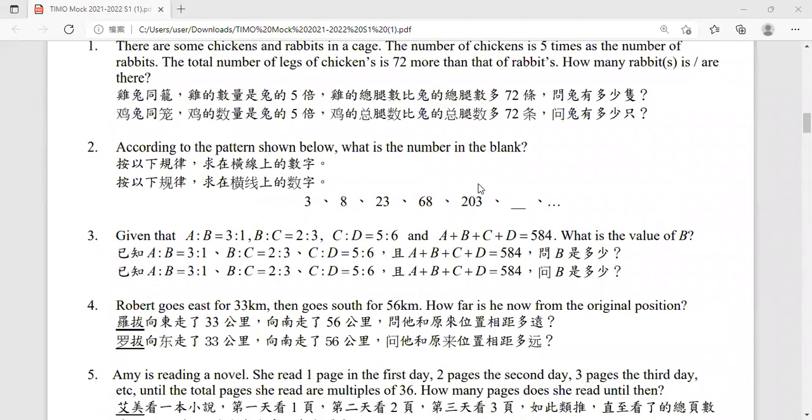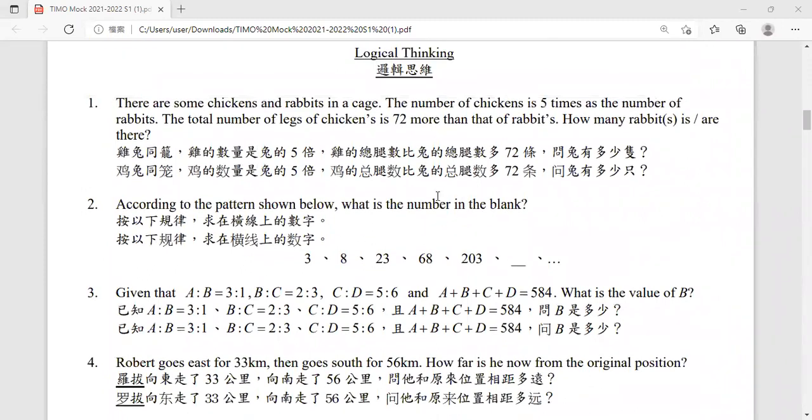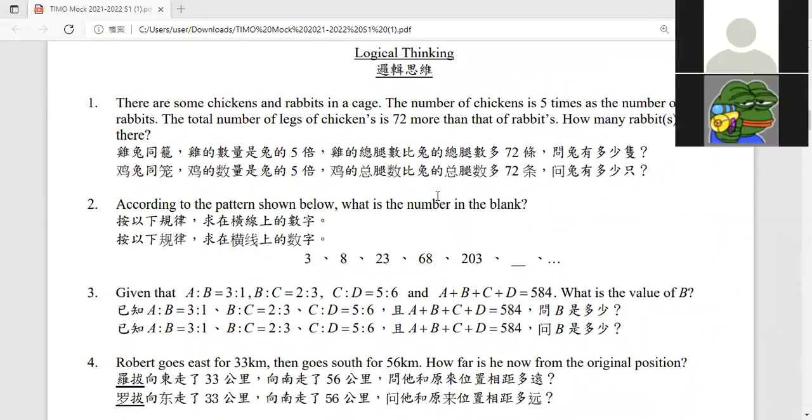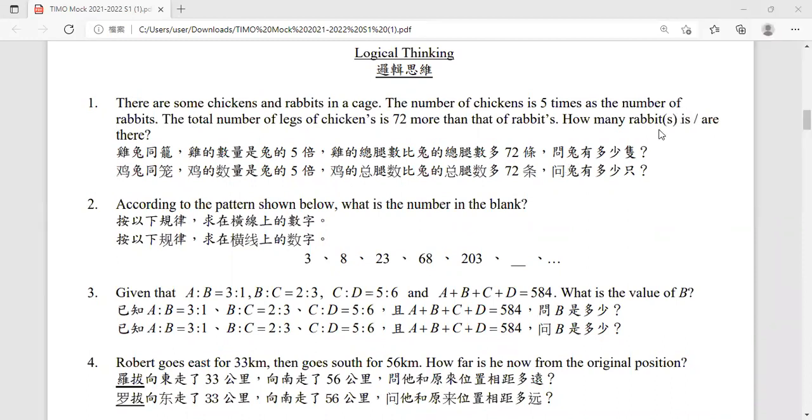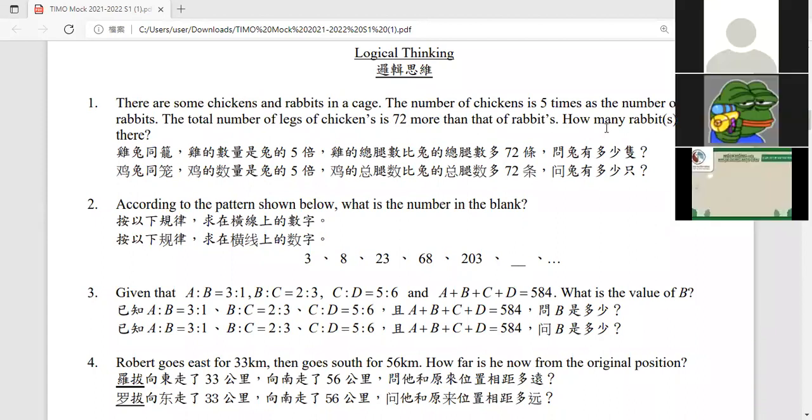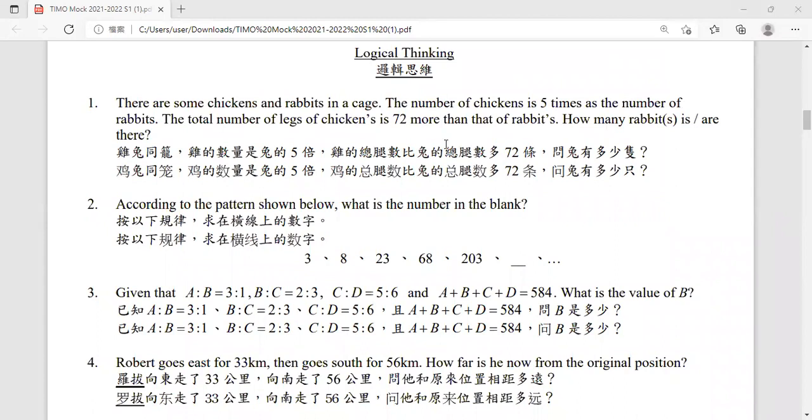Now there are some chickens and rabbits. The number of chickens is 5 times the number of rabbits. The total number of legs of chickens will be 72 more than the rabbits. How many rabbits are there? Actually, you have 2 ways of doing this question: a primary school way or an algebraic way.